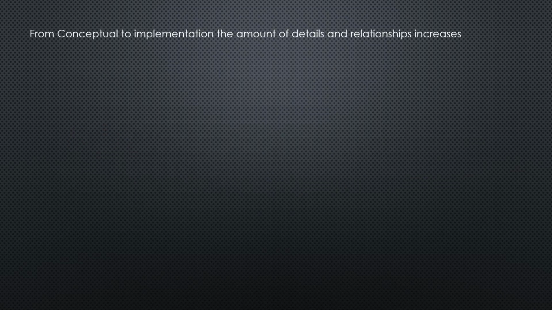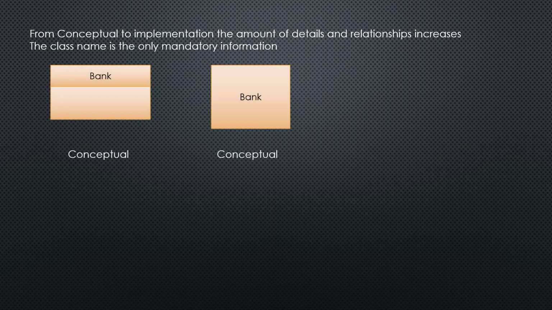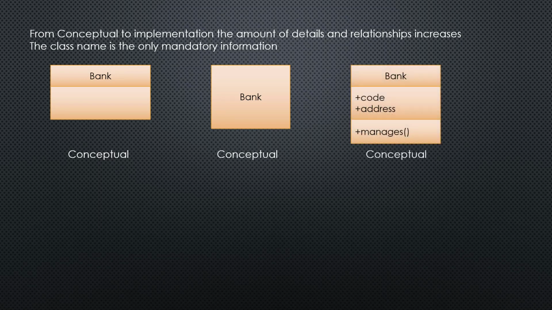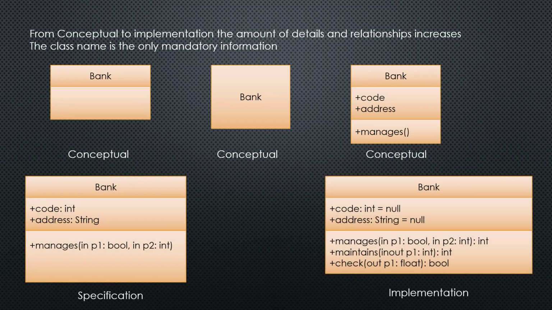From conceptual to implementation, the amount of details and relationships increases. The class name is the only mandatory information. Conceptual: bank and bank without anything, or bank with attributes and methods. Conceptual. Specification with more details. Implementation, also type, and so on.